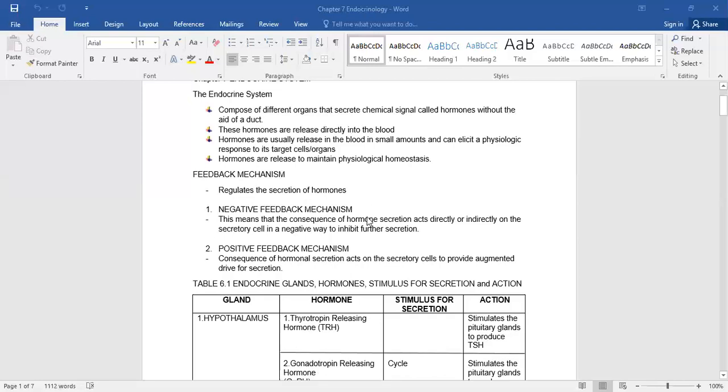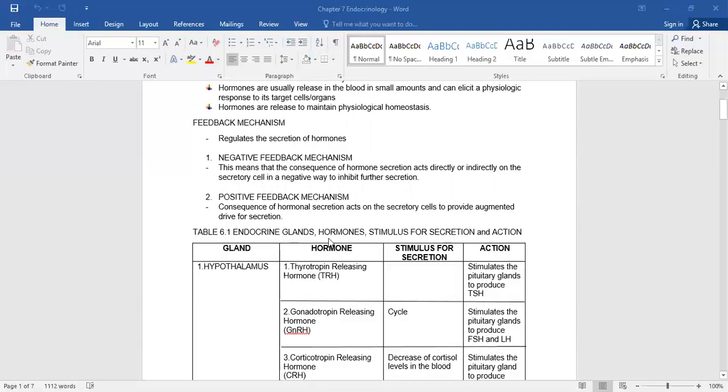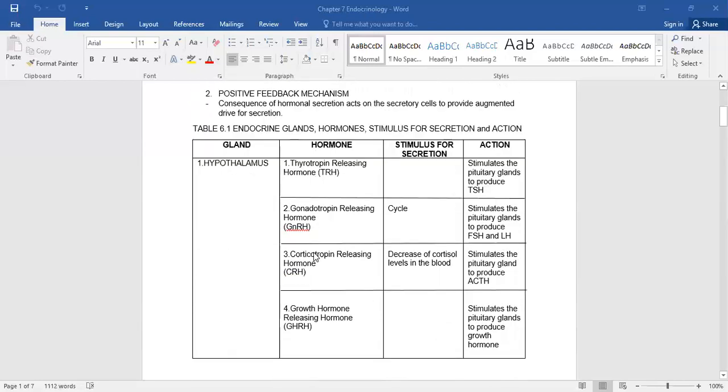Now we go to the different glands. I'm sorry, I did not prepare any PowerPoint presentation. I was planning to, but for this one, it's self-explanatory. It's in your notes. But if you need more lessons on this, I'm giving you this presentation.